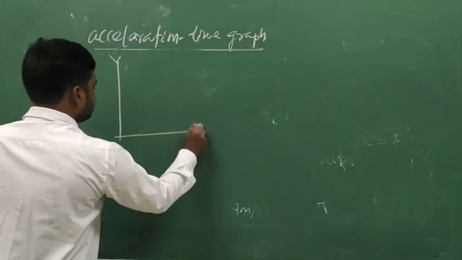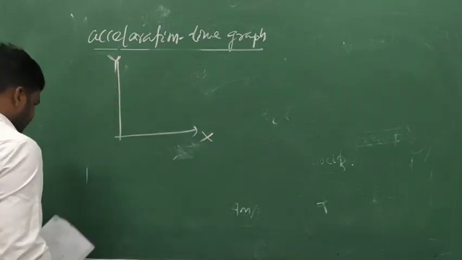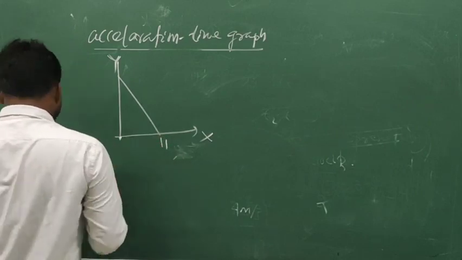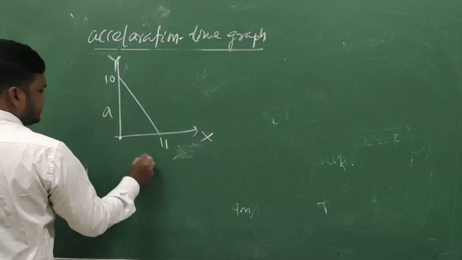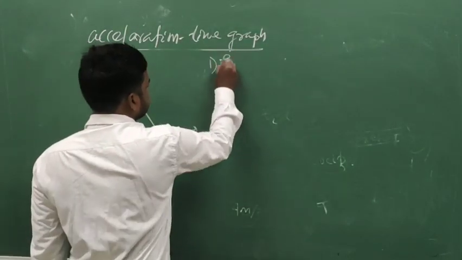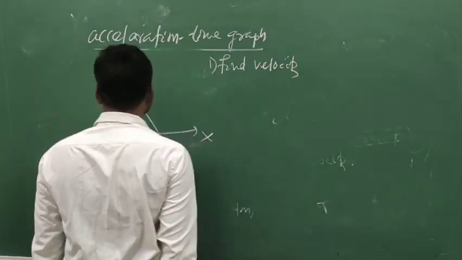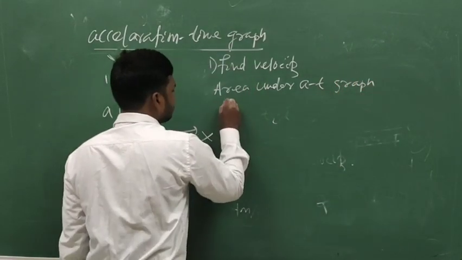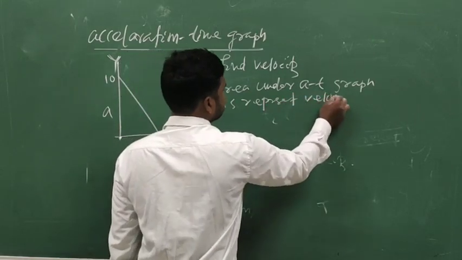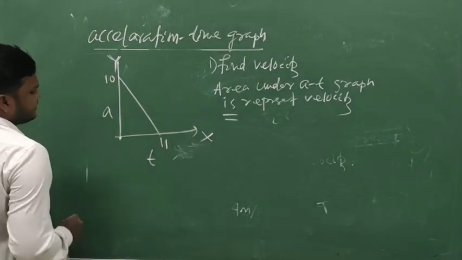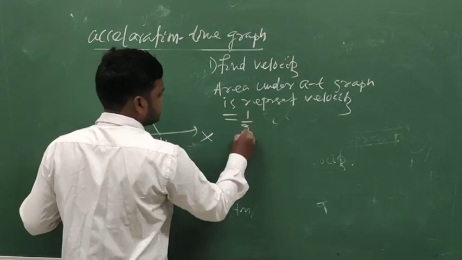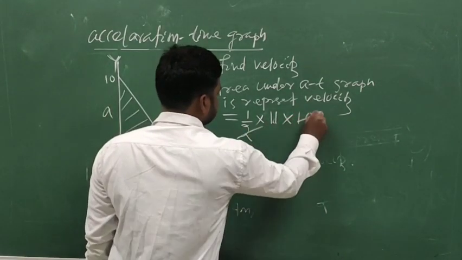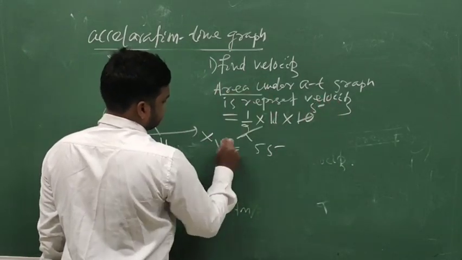So this is a question, x and y axis. This is an acceleration time graph, and in this case find velocity. So you know that the area under the AT graph represents velocity. So what is the area of this graph? Half into base is 11 into perpendicular is 10. This is 50, and this area is equal to velocity.